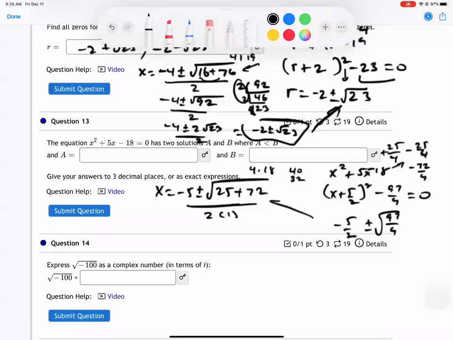So it's going to actually be very similar to what we have over here. Square root of 97, I can't do it. And all over 2, because the square root of 4 is just 2. So common denominator. Turns out that's actually what we get up over here. Negative 5 plus or minus square root of 97 all over 2.